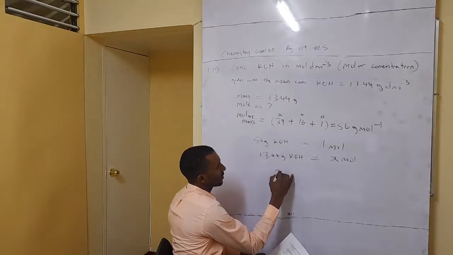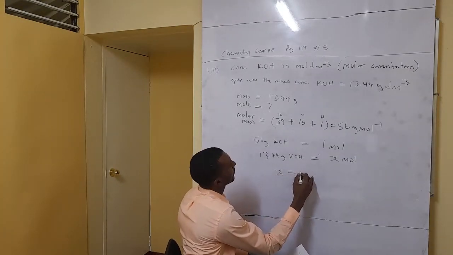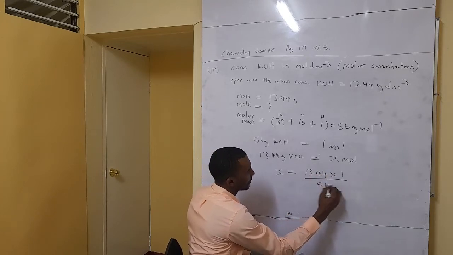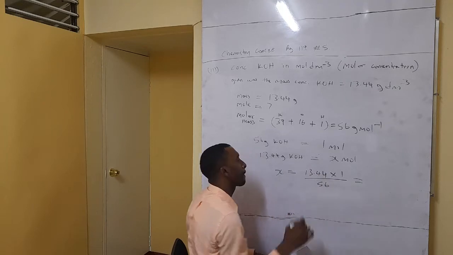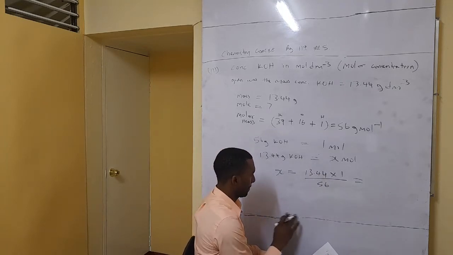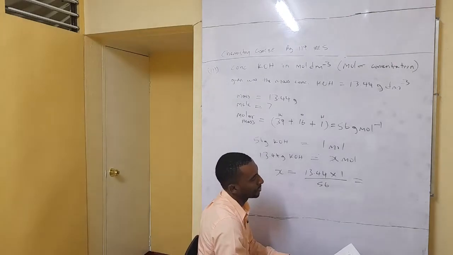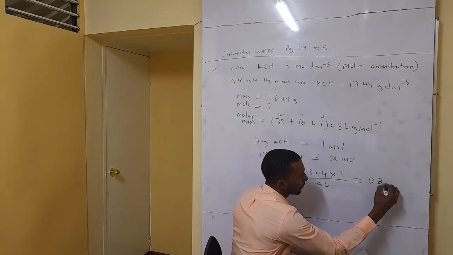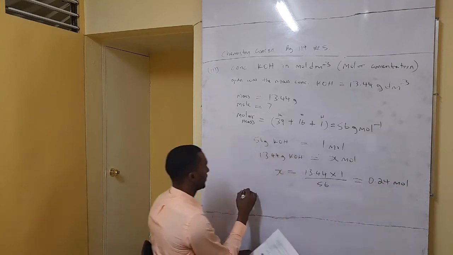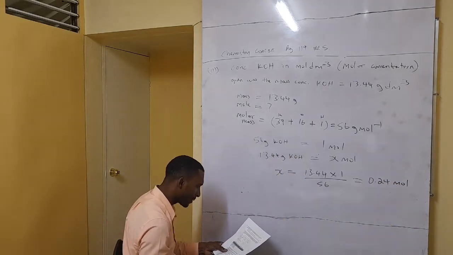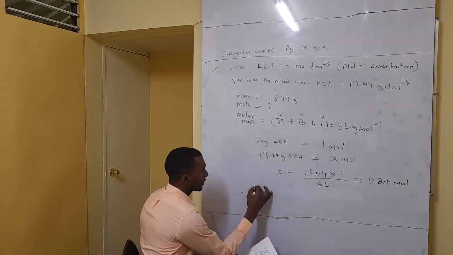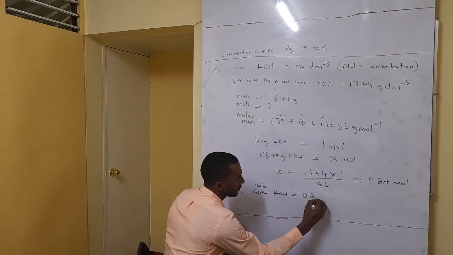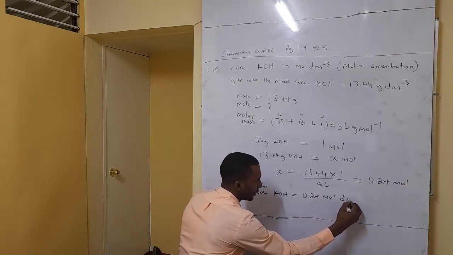Alright? So X is equal to 13.44 times 1 divided by 56. It's equal to 0.24. Right? Therefore, the molar concentration of KOH is equal to 0.24 moles per dm cube.